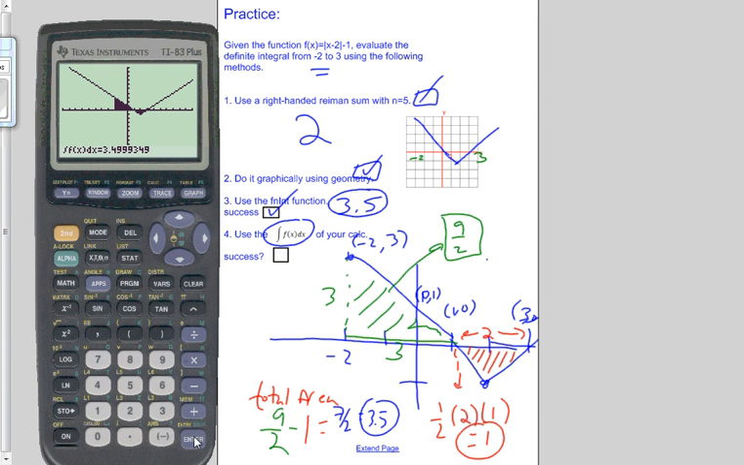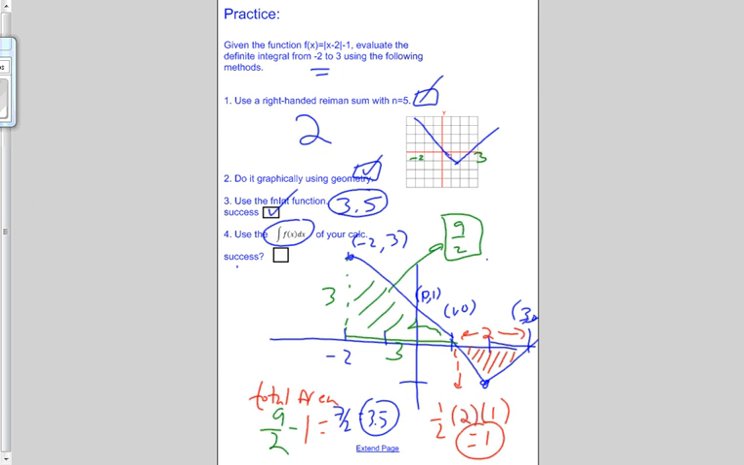So hopefully you're able to do all these methods. These are the 4 methods that you need right now to approximate area under the curve. The first one is Riemann sums, and we were doing that the other day without a formal name for it. The next one is using geometry. The next 2 are both calculator functions that we've learned to approximate definite integrals. And in the next couple days, we're going to learn how to evaluate these definite integrals without the use of the calculator.